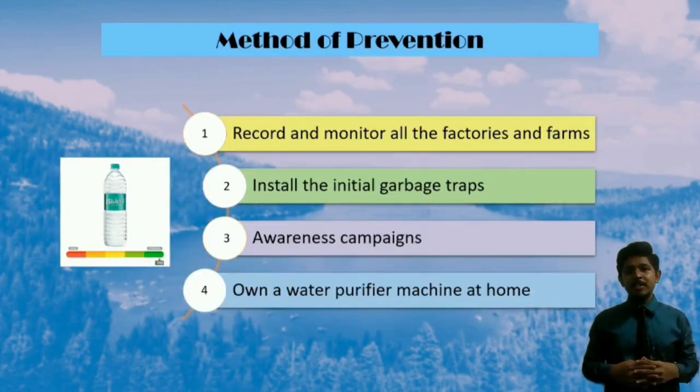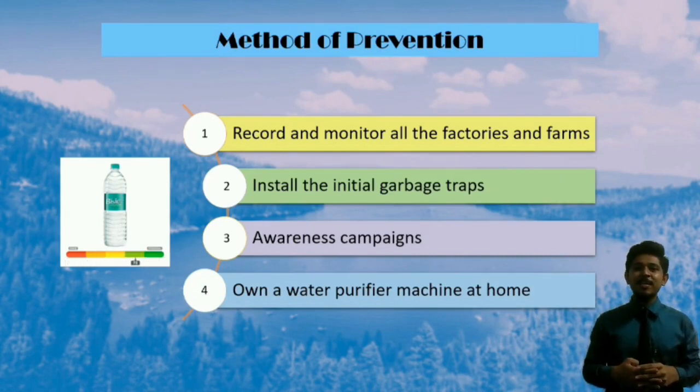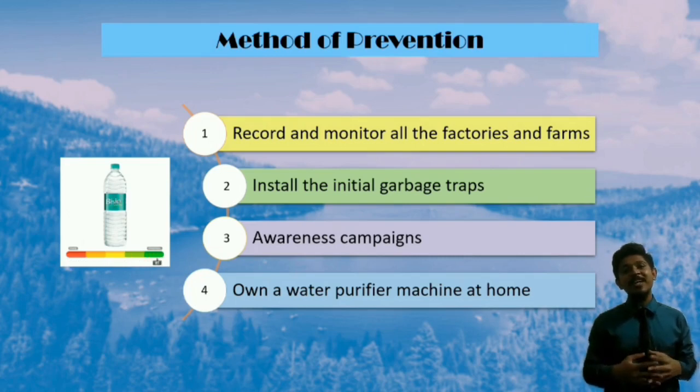Method of prevention. So there are a few steps that can be done in order to prevent water pollution in the catchment area of Timataso. First, authorities need to record and monitor all the factories and farms located near the catchment area to make sure they do not throw the waste material into the lake.